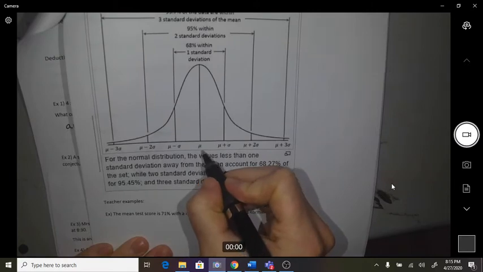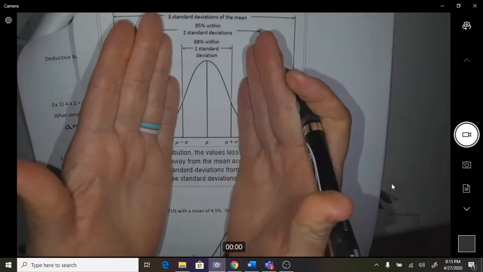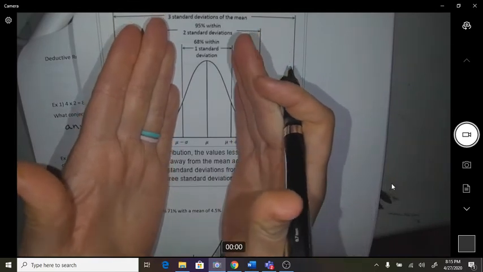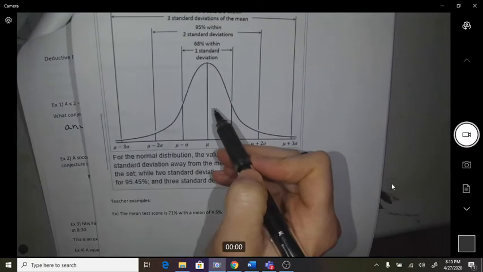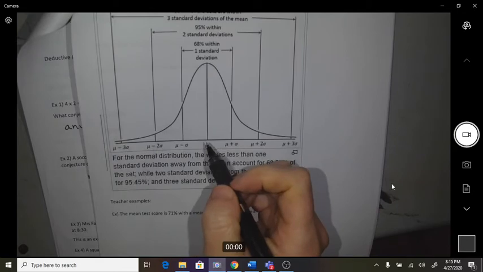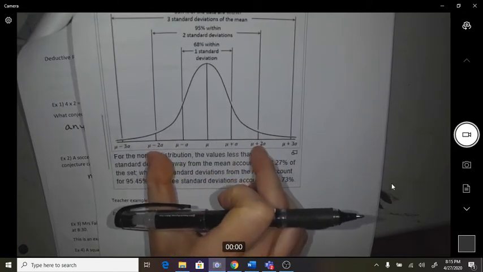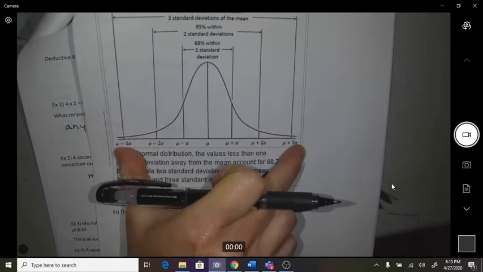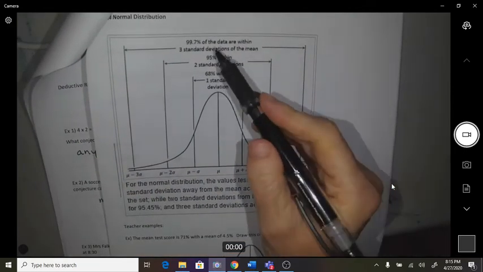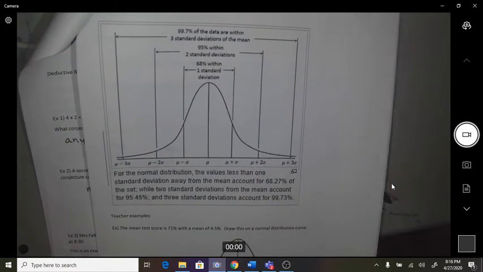Right in the middle is your mean, and then this is representing one standard deviation above and below, and 68% of your data will fall in between one standard deviation away from your mean. Okay, 95% will fall between 2 standard deviations away, and 99.7% will fall 3 standard deviations away. Okay, these numbers aren't exact, but they're close, so we just use them for an approximation.